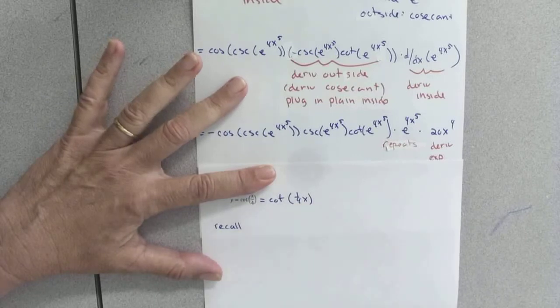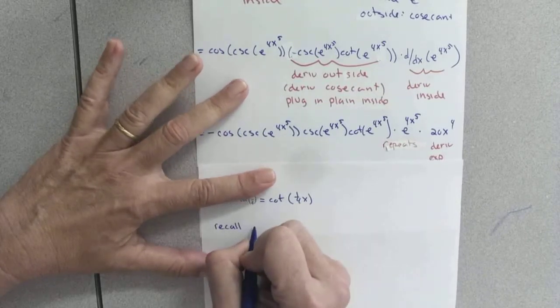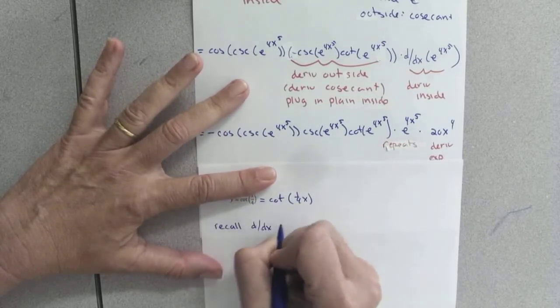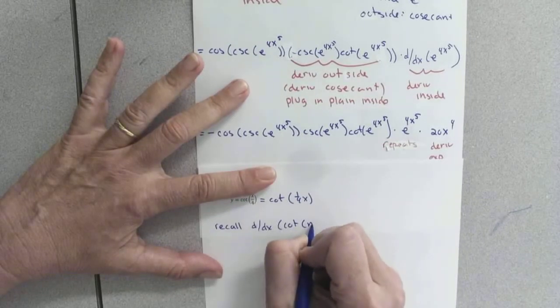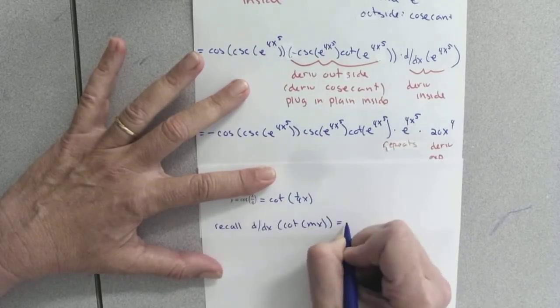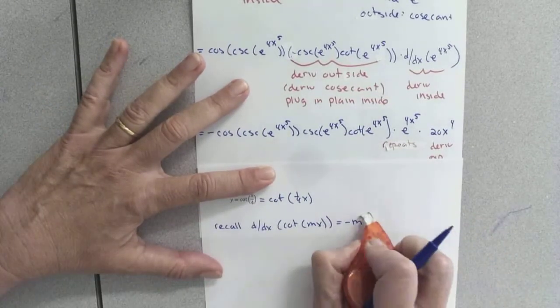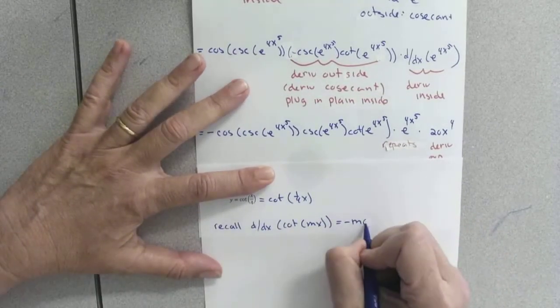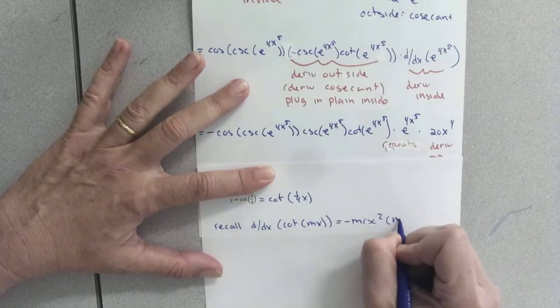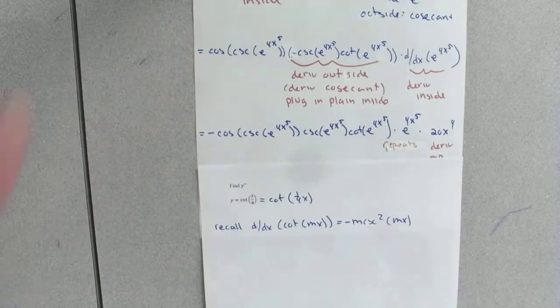mx plus b, and even if the plus b was there, the derivative of cotangent mx is going to be negative m cosecant squared mx. That is the effect of that slope, when you have a linear argument, linear angle, and even if it is mx plus b, the effect of the slope from the chain rule is to multiply by it.